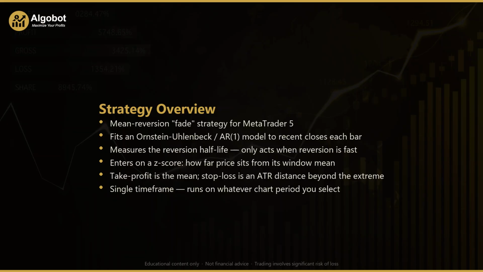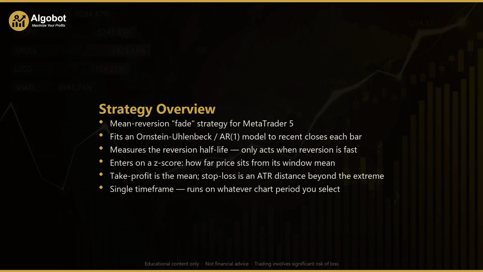Before every trade, the strategy runs a quick statistical experiment on recent prices. It fits what's known as an Ornstein-Uhlenbeck process, or in discrete terms an AR1 model, to the last several dozen closes. This model estimates how strongly and how quickly price is being pulled back toward its mean. From it, the strategy derives a reversion half-life, the number of bars it usually takes for an extreme to fade halfway back. That half-life becomes a gate. If the market is reverting quickly and reliably, the strategy engages. If the market is trending or behaving like a random walk, where extremes just keep extending, it steps aside entirely.